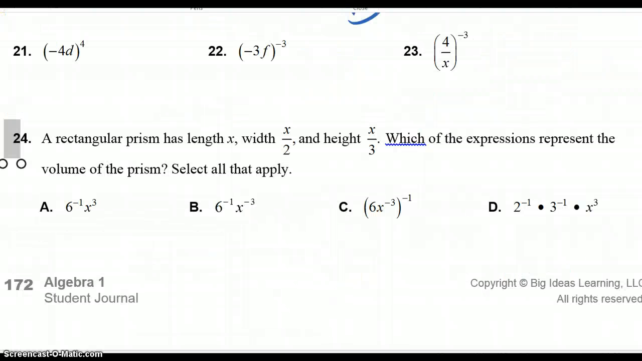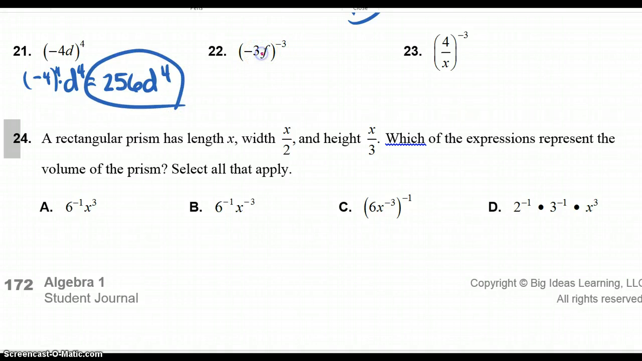Okay, on number 21, this is the part that was on the bottom of page 171. To simplify this, I take negative 4 to the 4th power, and then I take d to the 4th power. So I take each of the factors to the 4th power. So negative 4 to the 4th power, 16 times 16 is 256, positive, and then d to the 4th.